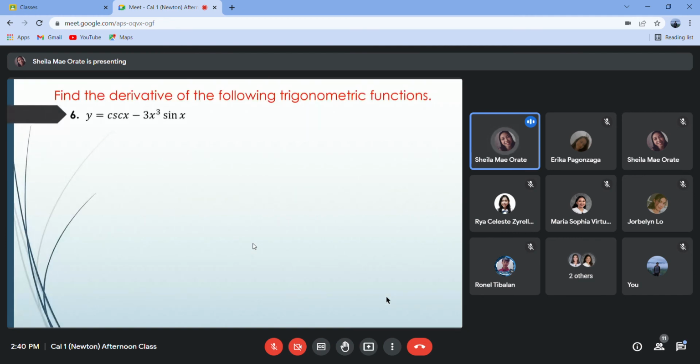Sige, last na lang ni siya na example for trigonometric functions. And then, mag-rest na dayon ta. Mag-end na siya sa atong lesson para makapahuway mo. Okay, last, find the derivative of the following trigonometric function. Y is equal to 2 secant x minus 3x cubed sine x. Sige. Find the derivative of this function. Medyo lengthy ang iyang process diri.